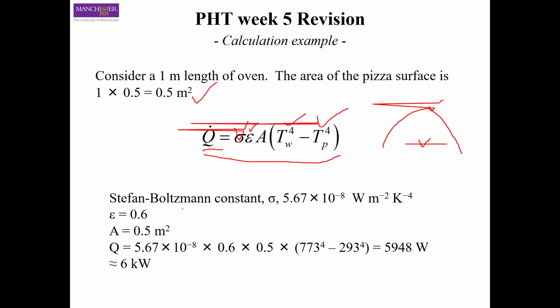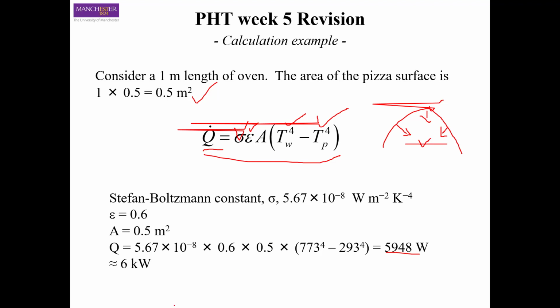So we just plug in the values. We have Q equal to 5,948 watts, and we can approximate it as 6 kilowatts. This gives us how much heat is coming from the walls of the oven to the pizza slab.